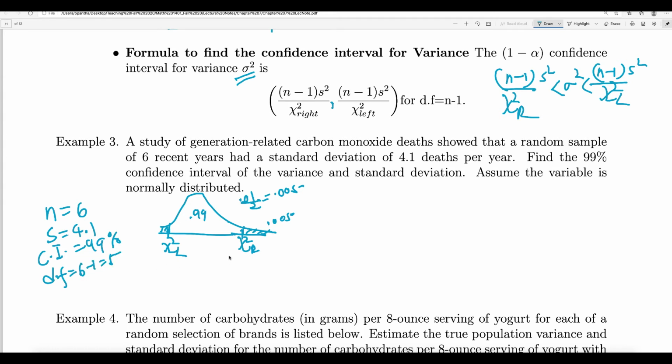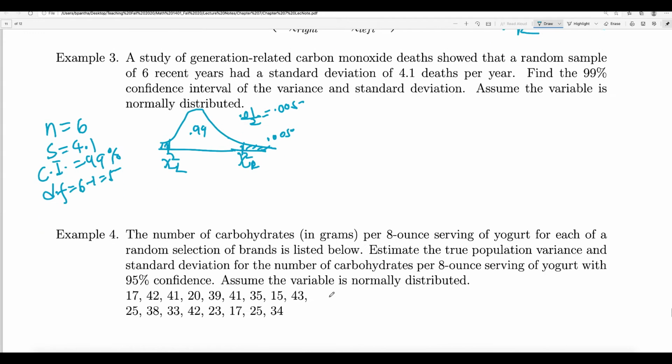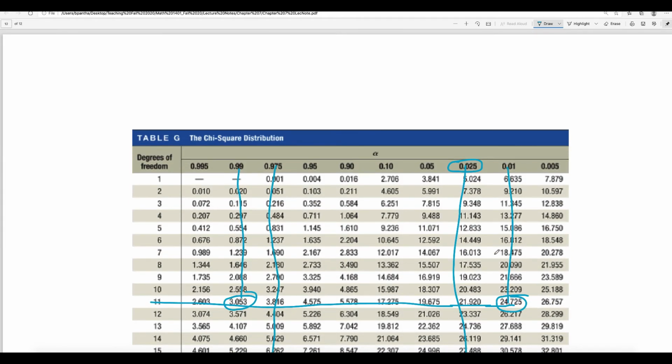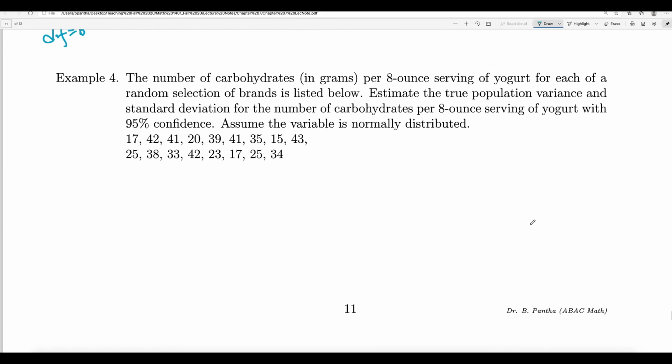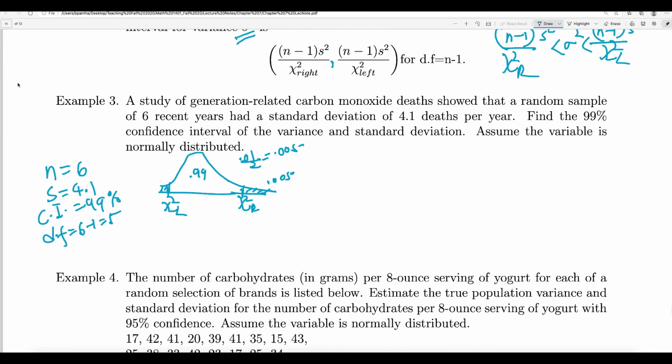To find chi-square right, you use the area right of chi-square right, that is 0.005. Look at the table. 0.005 and degrees of freedom is 5 because n was 6, right? So degrees of freedom is 5. So you will see 16.750.